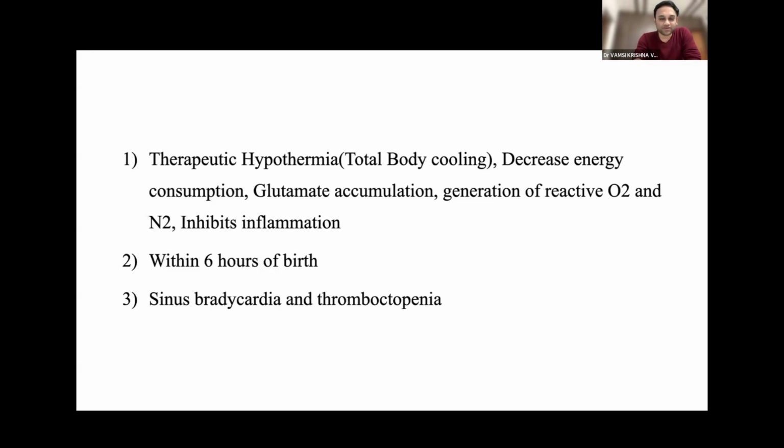So in these babies, we usually establish an arterial line, and we also monitor the perfusion index, where we find the baseline and over time see how much it is falling. Because once we have started the cooling, we can't assess the peripheral pulses, CRT and all those things.